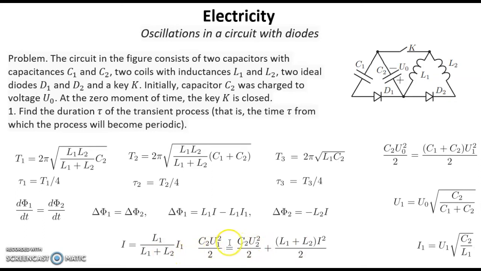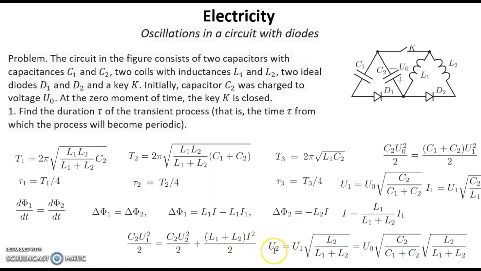From here we can find, using expression for I, which we already counted, and using expression for U1, which we already counted, that will be this expression for maximum voltage on this capacitor. And the last step is to find out that this process will continue periodically. Let's analyze all this process for oscillations.